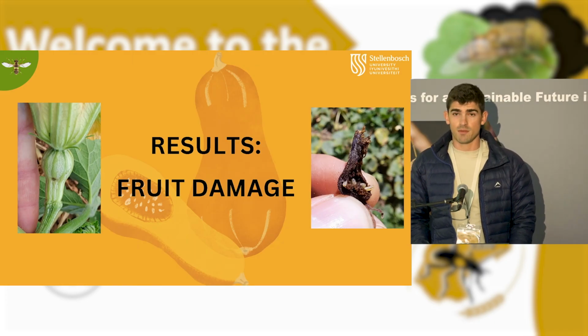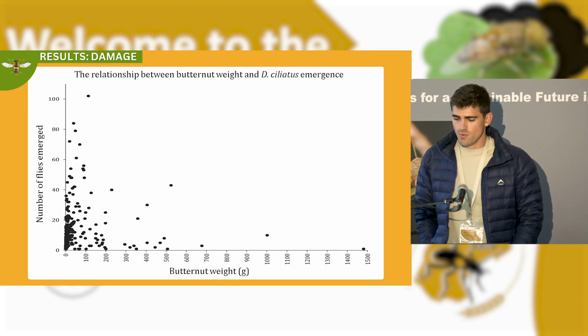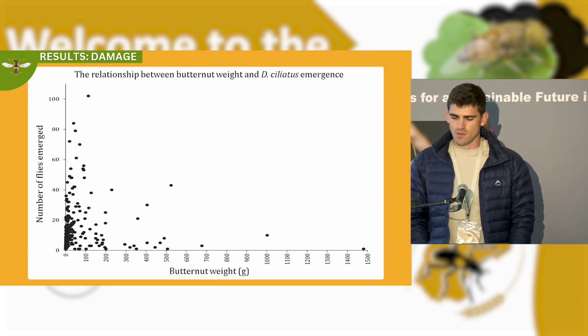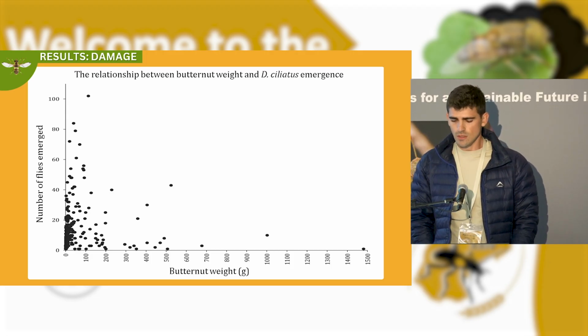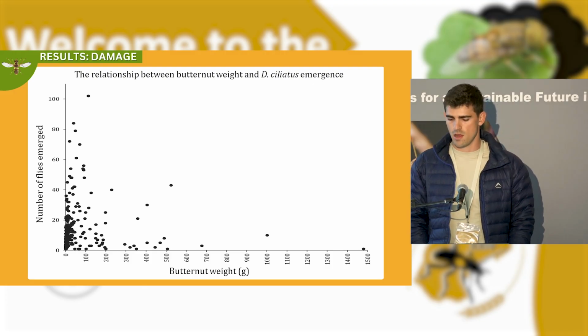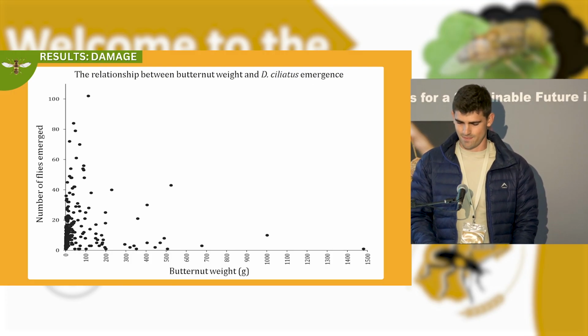Moving on to damage results. So this scatter plot shows the relationship between butternut weight and the number of emerging flies. What's clear is the strong cluster below 200 grams, with some fruit supporting the development of up to 80 flies.